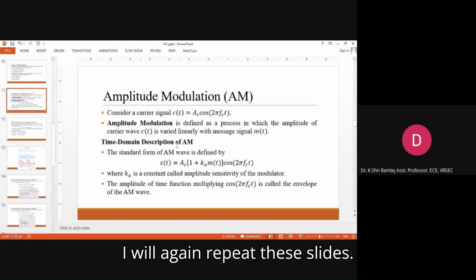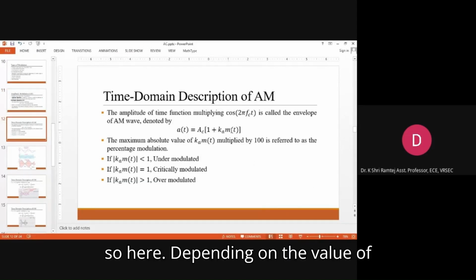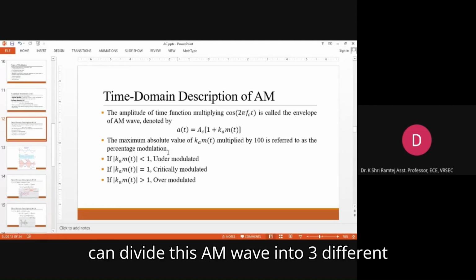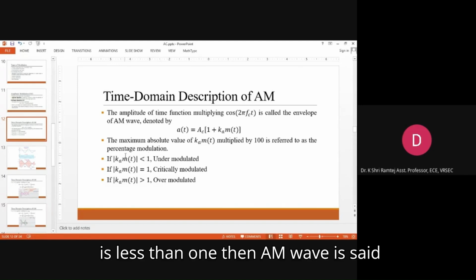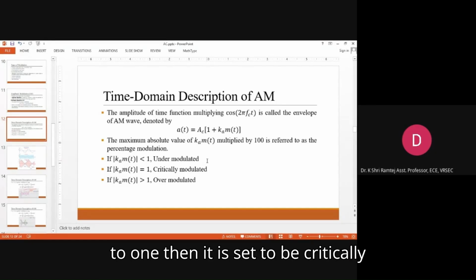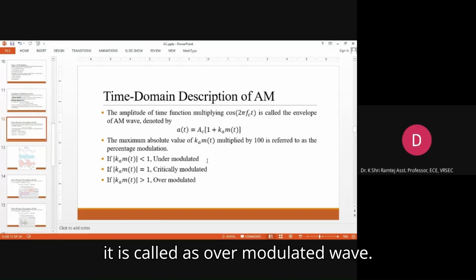I will again repeat these slides. So here, depending on the value of Ka, we can divide this AM wave into 3 different cases. If this magnitude Ka m of t is less than 1, then the AM wave is said to be undermodulated. If it is equal to 1, then it is said to be critically modulated, and if it is greater than 1, it is called an over-modulated wave.